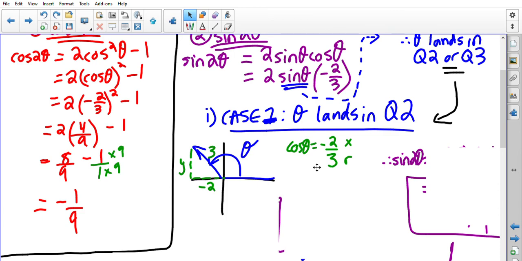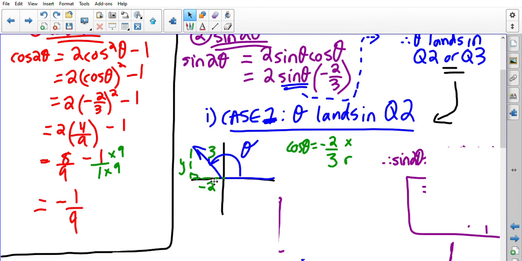Remember, work with what you've been given. They told you cos theta is -2/3. So the r value, remember, radius is always positive, so that's the 3. And the x is -2. That makes sense because the arm's extending to the left side of 0. So we have our triangle here, our right triangle.